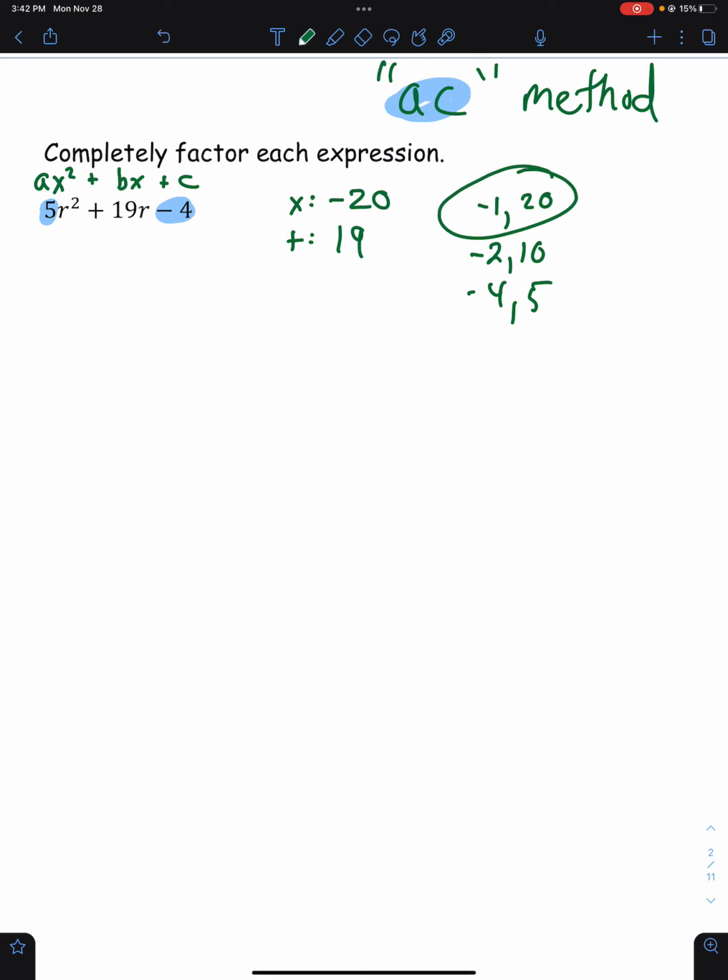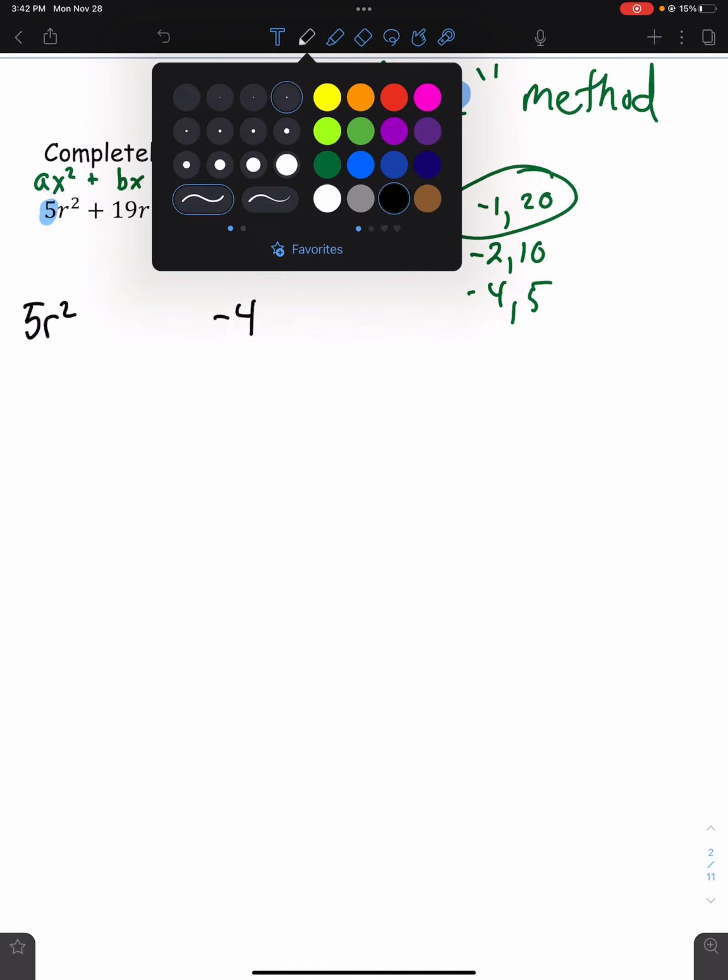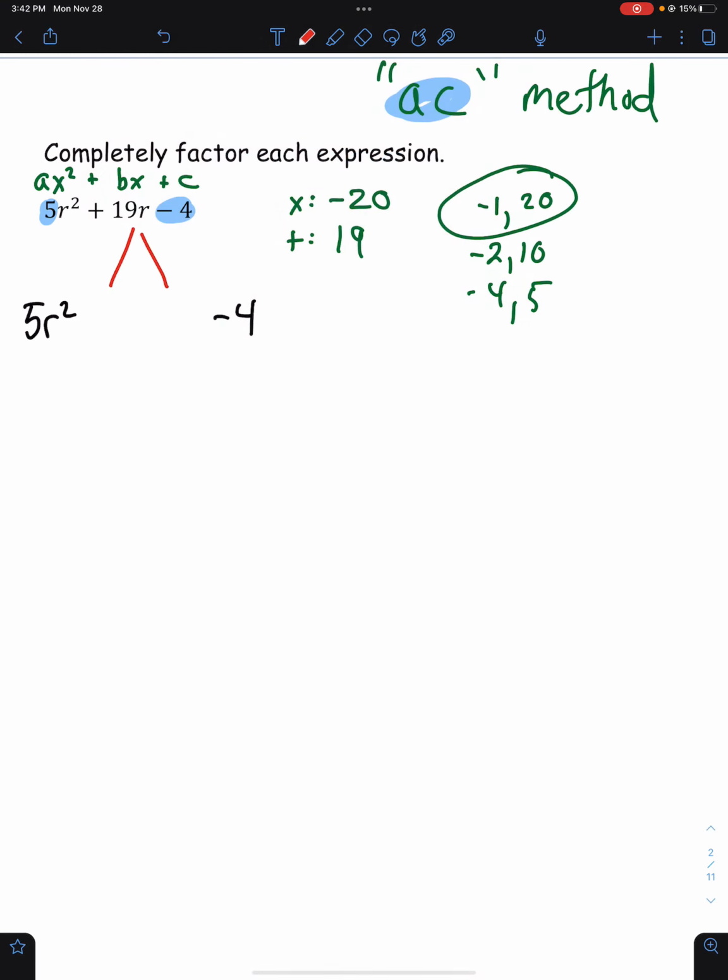So here's what you do different. Nothing changes with the 5r squared and the minus 4. But what you want to do is split up that 19r, and it doesn't matter which one you write first. I'm going to write the 20 first. It'll be 20r minus 1r. We're using our factors from negative 1 and 20. And think about how that changes the expression. It doesn't really change it, because if I were to add 20r minus 1r, I would get 19r. So that's just getting back to the same expression.